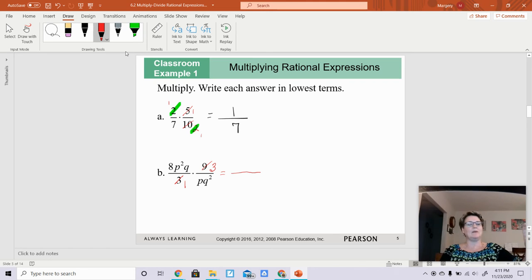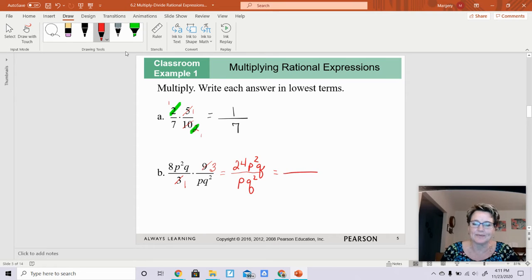So now what I'm going to do is I'm going to multiply my numerators across. I have 8 times 3, which is 24. And I have p squared times q. That's all I got. Now in the bottom, I'm left with pq squared.